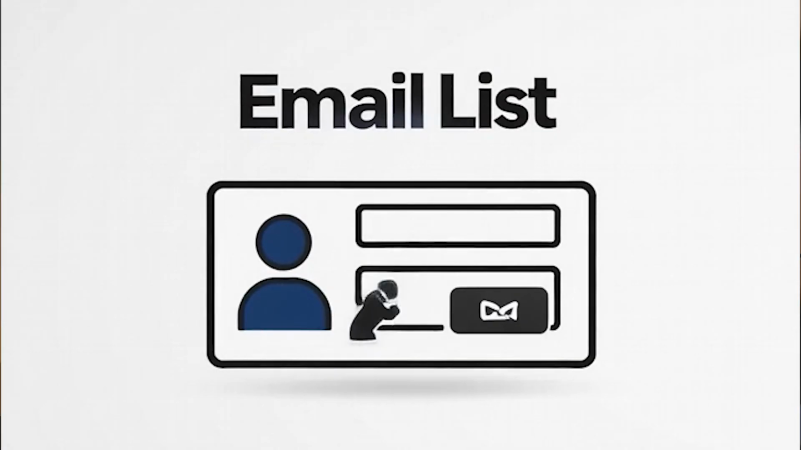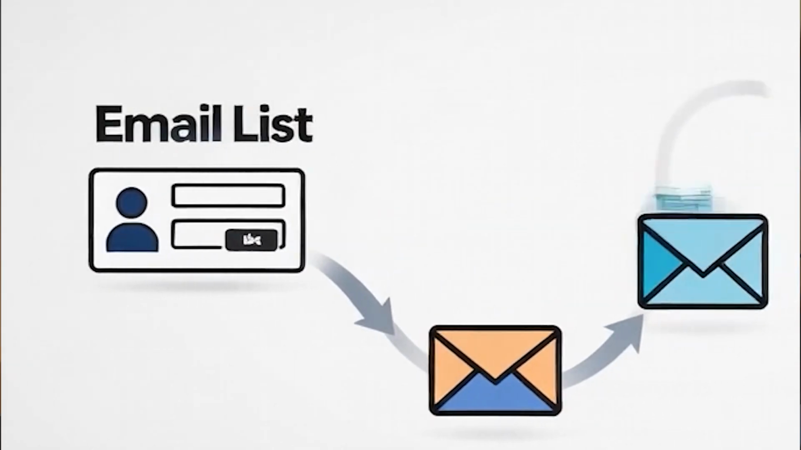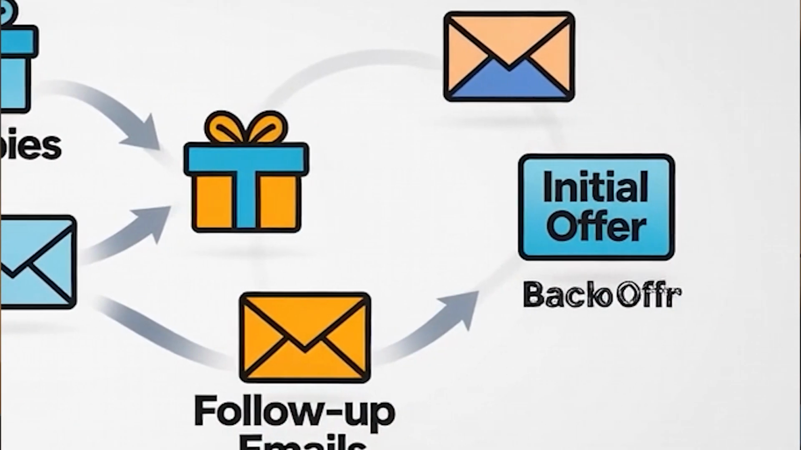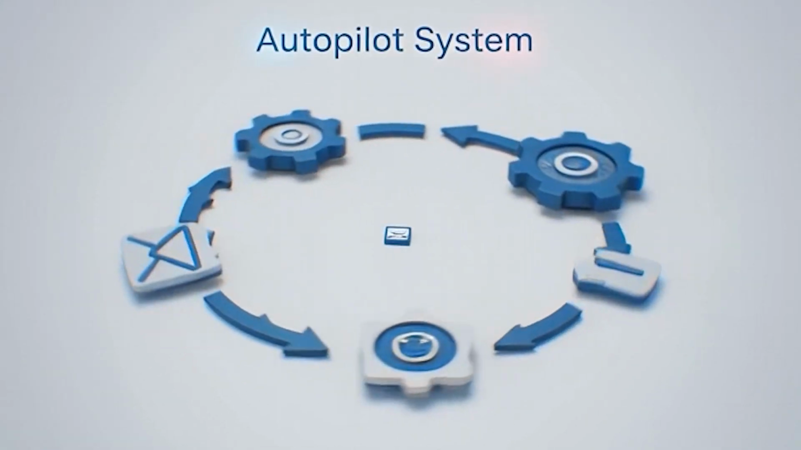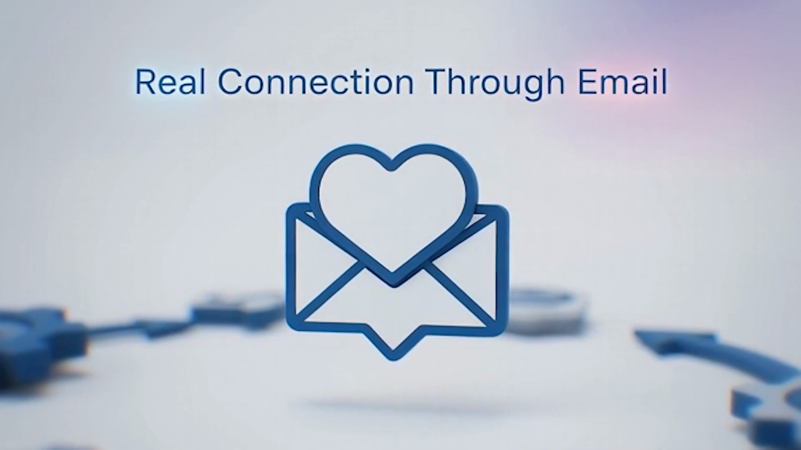Now, here's where most of the sales actually happen, and it's via email. Most people don't buy the first time they meet you. Once somebody joins your email list, the system automatically sends them the freebies, followed by pre-written emails that bring them back to your initial offer. This all runs on autopilot using system.io, and email is where you really connect.